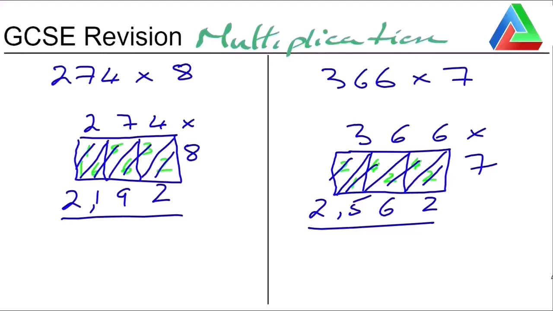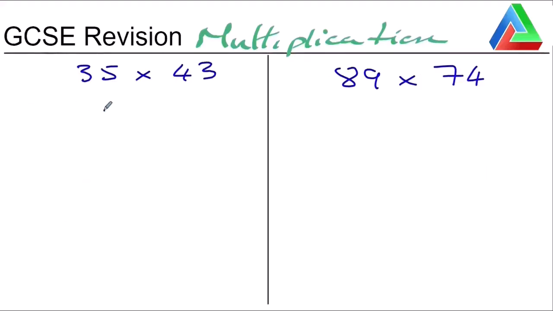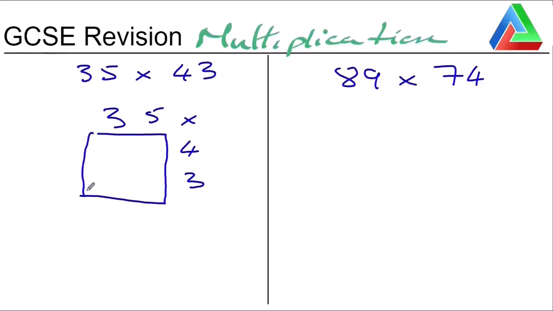All right, a little bit more complex, 35 times 43, which we write like this. So we need a square. We need a column for the 3 and a column for the 5. And we need a row for the 4 and a row for the 3. And then we draw the diagonals in each box. 1, 2, 3, 4 diagonals.